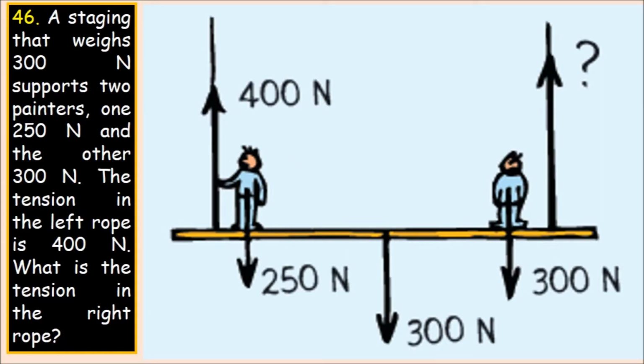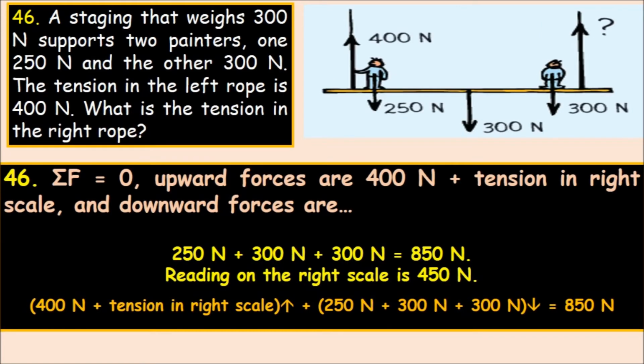A staging that weighs 300 newtons supports two painters, one 250 newtons and the other 300 newtons. The tension in the left rope is 400 newtons. What is the tension in the right rope? Again, the downward and the upward must equal. So what do you think? What is the total upward? The total downward is obviously 850. So 850 minus 400 would be what? 850 minus 400 would be 450 newtons, and that is indeed the answer.